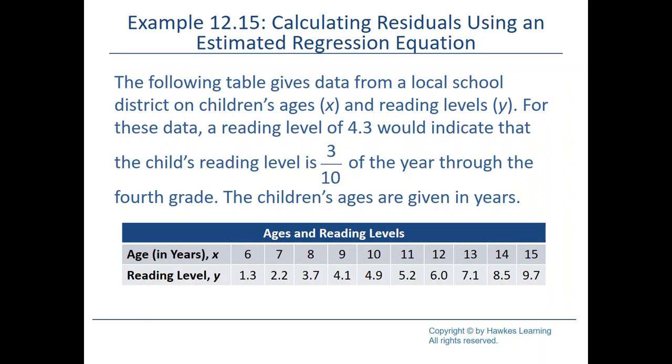The following data from a local school district gives children's ages X and reading levels Y. For these data, a reading level of 4.3 would indicate that a child's reading level is 3/10 of a year through 4th grade. That does mean that the children's ages are given in years here. So if I have X being my ages, I've got 6, 7, 8, 9, 10, 11, 12, 13, 14, 15, and the reading level being 1.3, 2.1, 3.7.